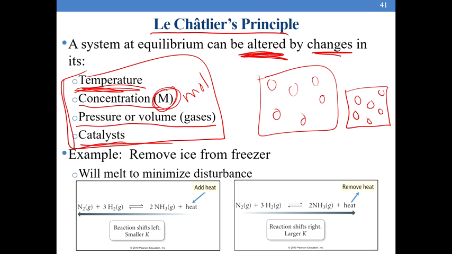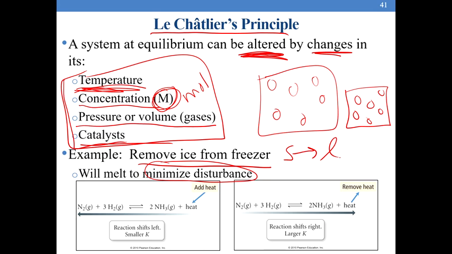Okay, so let's look at an example. If you remove ice from a freezer, it will automatically melt to minimize disturbance. That solid ice cube is not going to remain frozen on, say, your kitchen counter. It will melt. It will change from solid to liquid. So you could think of it like an equilibrium of just the phases. That's what you're sort of thinking of.